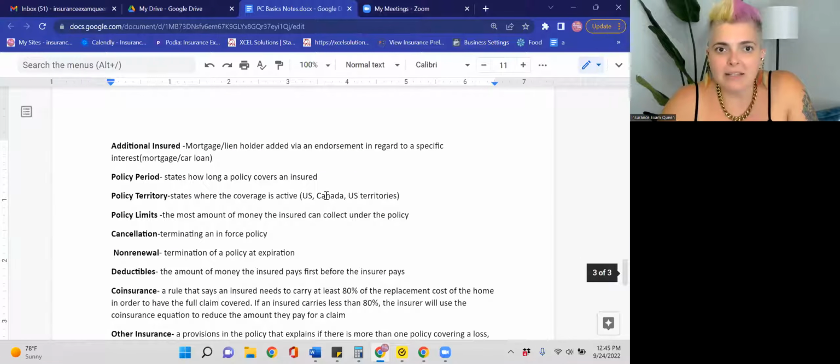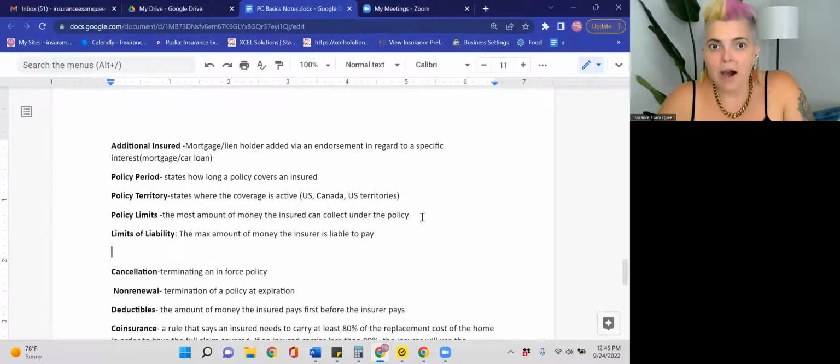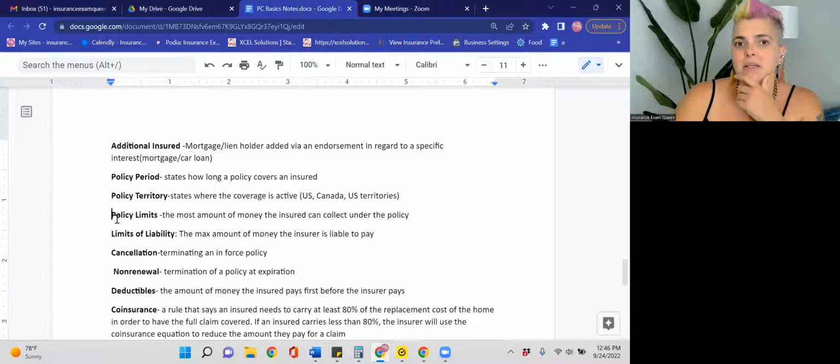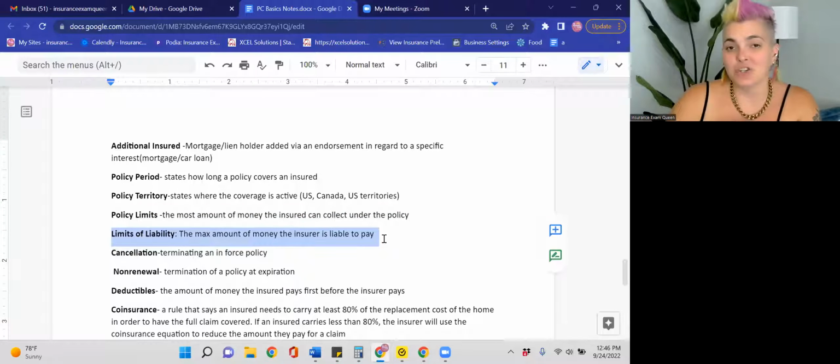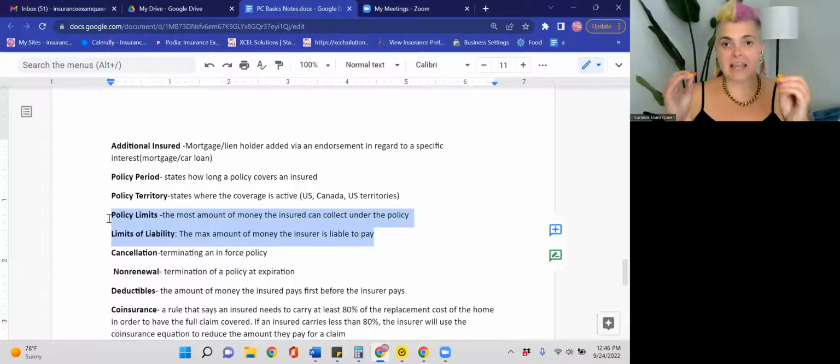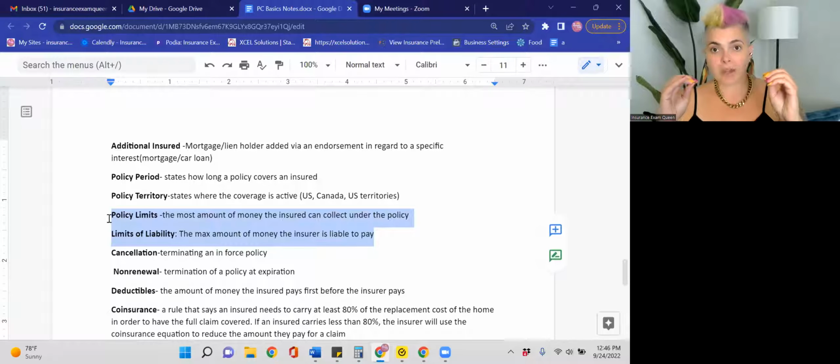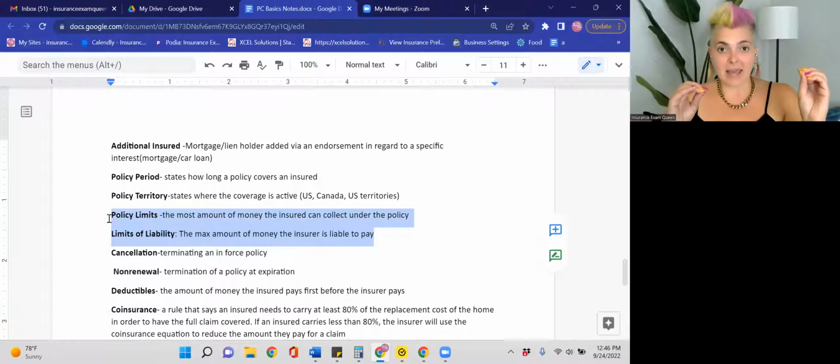When we think of policy limits, they are what the insured can collect. Limits of liability is the max amount the insurer is liable to pay. What's interesting is that these two things are the same amount of money. The most that I can collect is the max that the insurer will pay. Same amount of money. The reason they're different words is because whose viewpoint are we coming from?